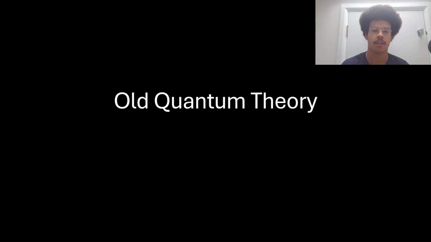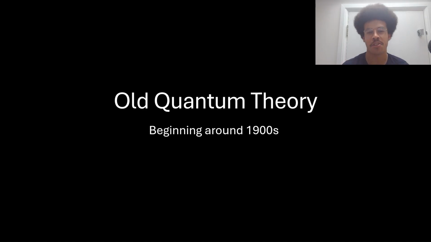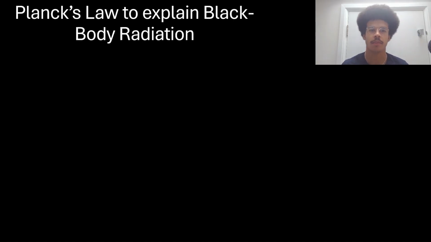And so now we need to talk about old quantum theory, which was beginning in the 1900s. Once we've discovered what a nucleus is, we, as humans, started to get closer and closer to the mystery of what's happening at the smallest of scales. So Max Planck, very famous physicist, came up with a law to explain black body radiation. So what is black body radiation, I hear you say?